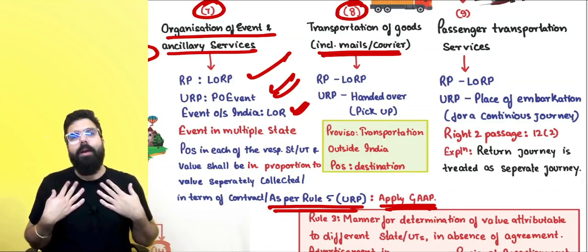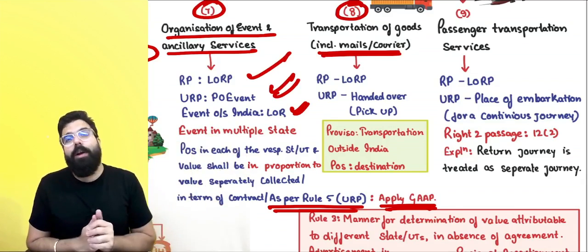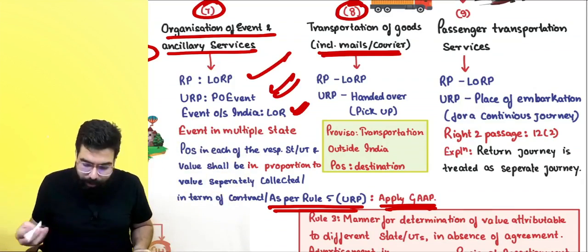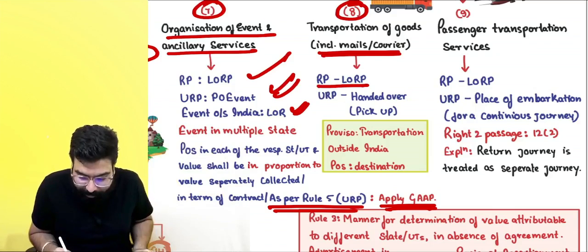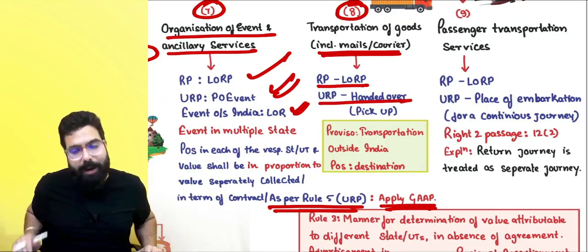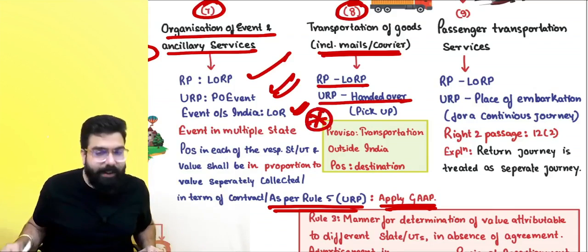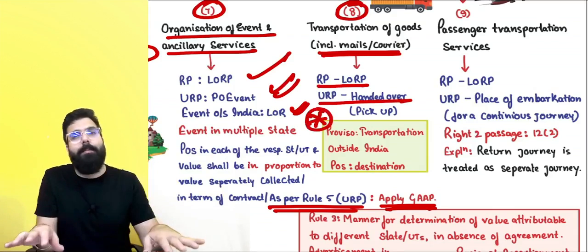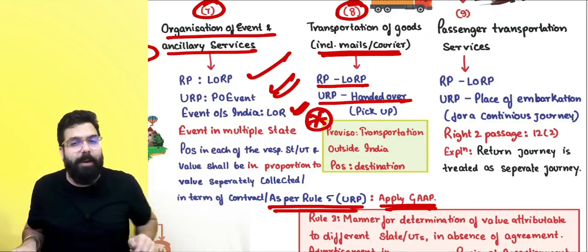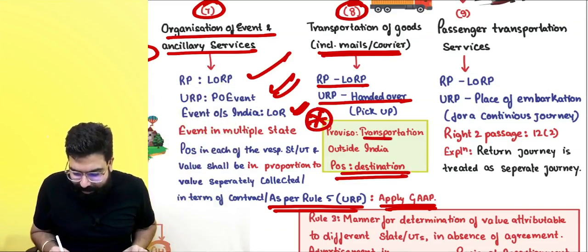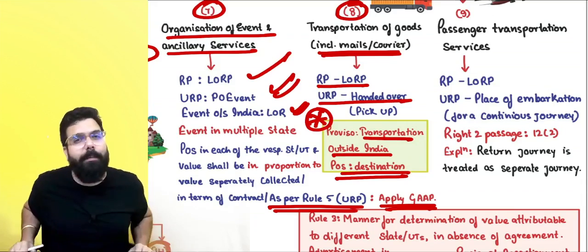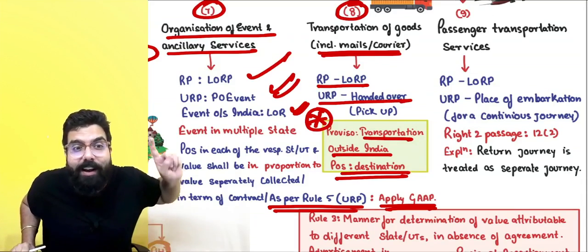If I have given services to an unregistered person, where I pick up the goods, that is the place of supply. Everyone over here: registered person, location of the registered person; unregistered person, where the goods are picked up, that is the place of supply. Here one proviso is there. It's a different kind of proviso. If supplier and recipient both are in India and goods are being transported outside India, the place of supply will be the destination. Always remember, place of supply is the destination.